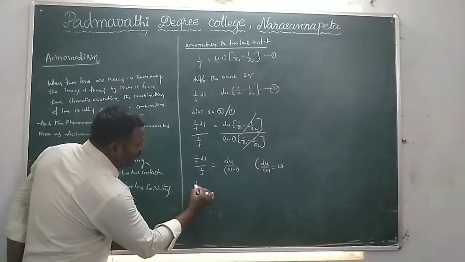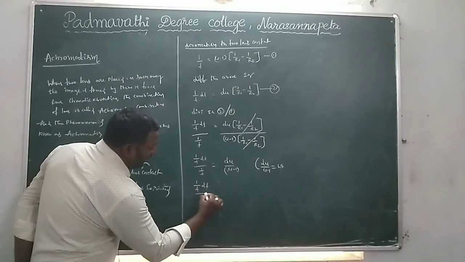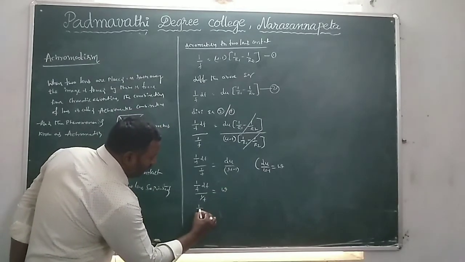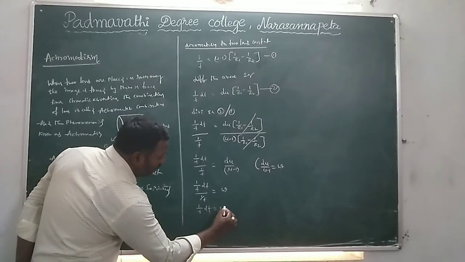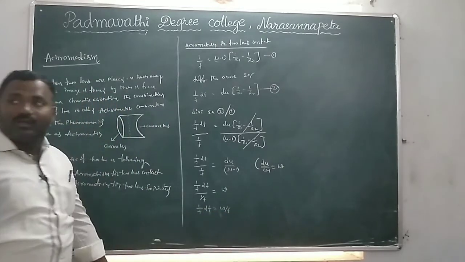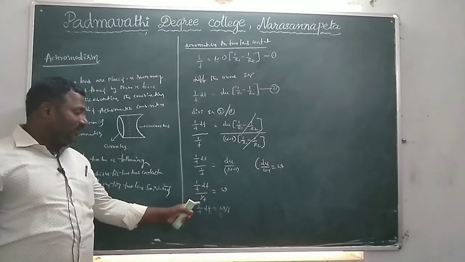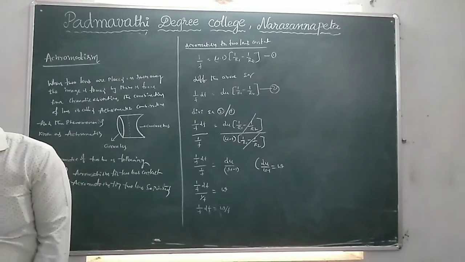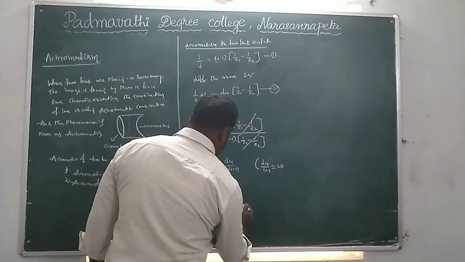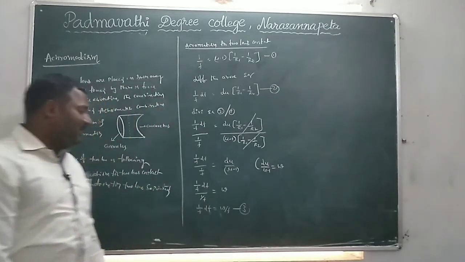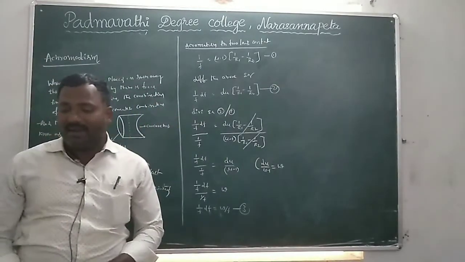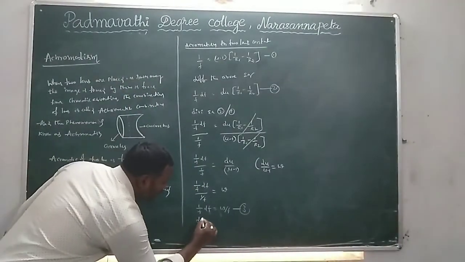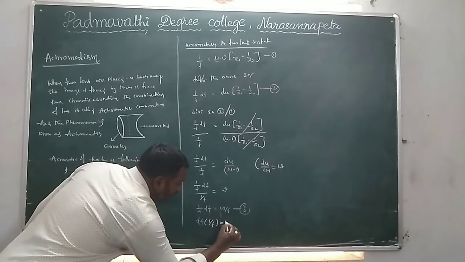So therefore 1/f df = omega/f, or 1/f df is equal to omega by f. This is equation 3: 1/f df = omega/f, or df into 1/f = omega/f.